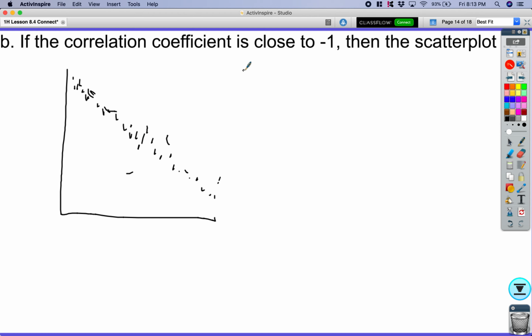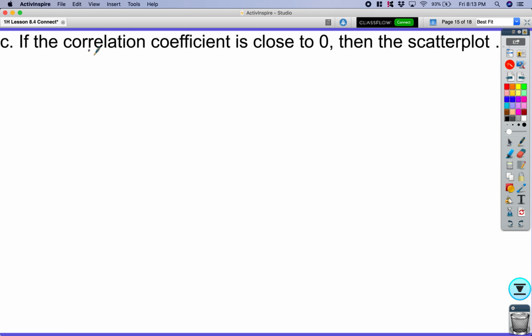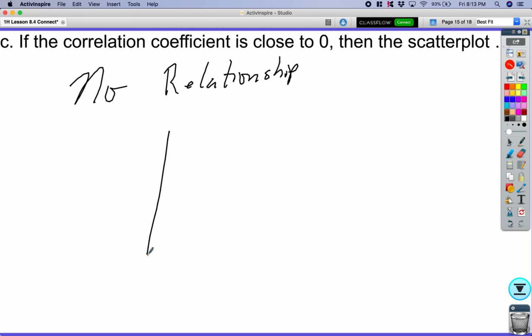So we have a strong negative relationship. And then finally, if the correlation coefficient is close to 0, then there is no relationship. And your data would look something like this.